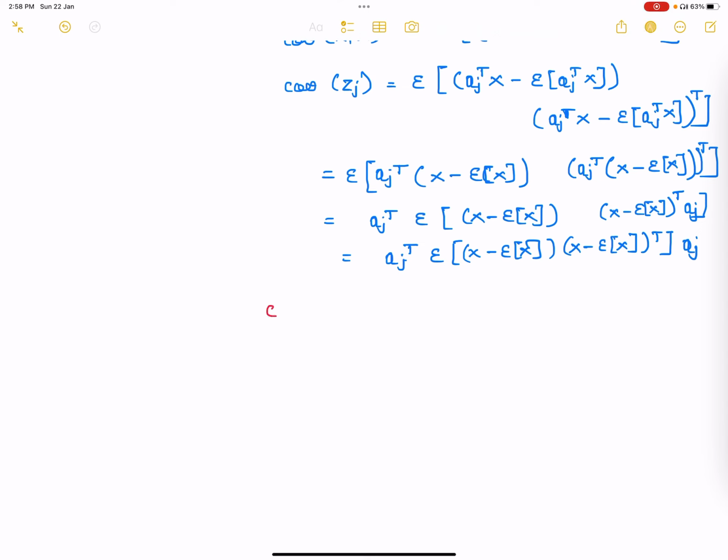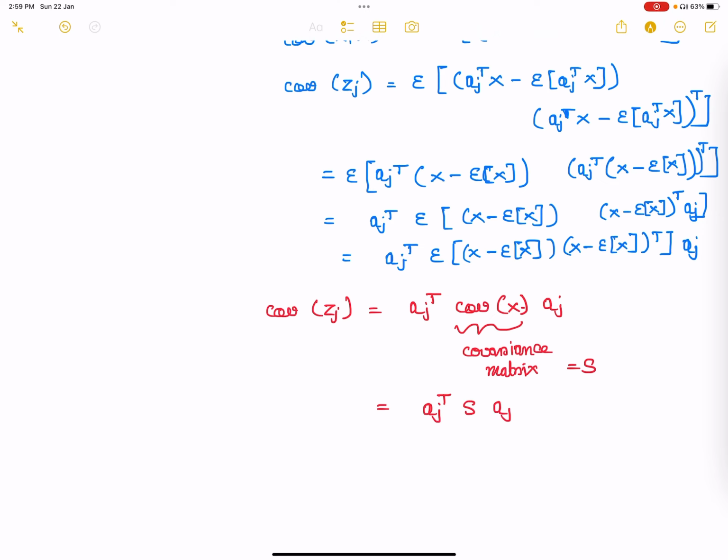What we are getting, therefore, is that the covariance of Zj is nothing but Aj transpose times the covariance of X. This is actually the covariance matrix. We call this the covariance matrix and denote it as S. So this is nothing but Aj transpose S Aj. This is the covariance of Zj. So this thing is clear.